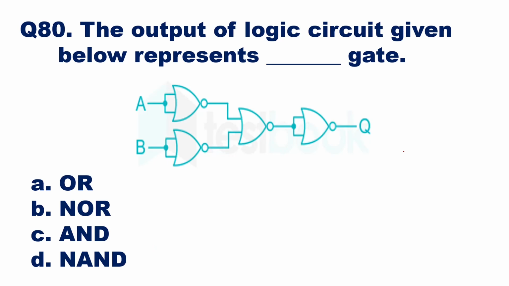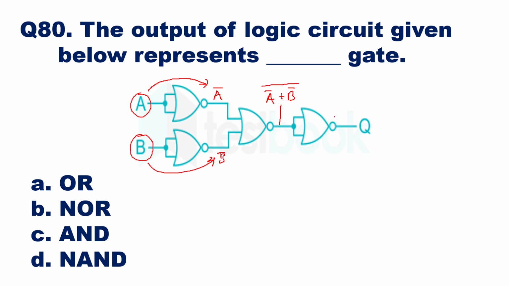The output of the logic circuit given below represents which gate? So here if you analyze the logic circuit, the first input is A and the second input is B. A after this NOR gate will become A bar and B after this NOR gate will become B bar. Then here another NOR gate is used. So the output will be A bar plus B bar the whole bar.